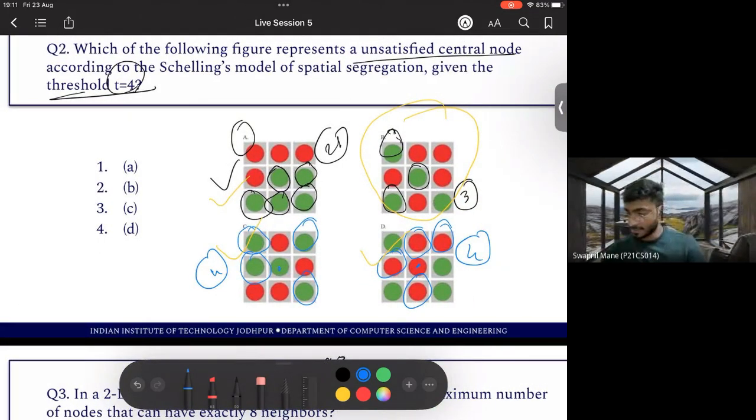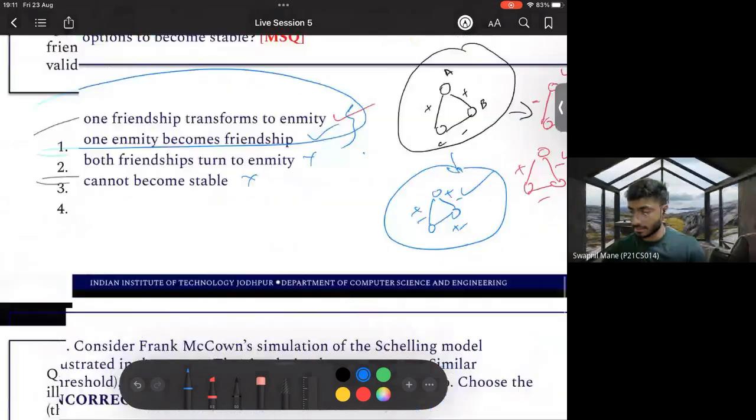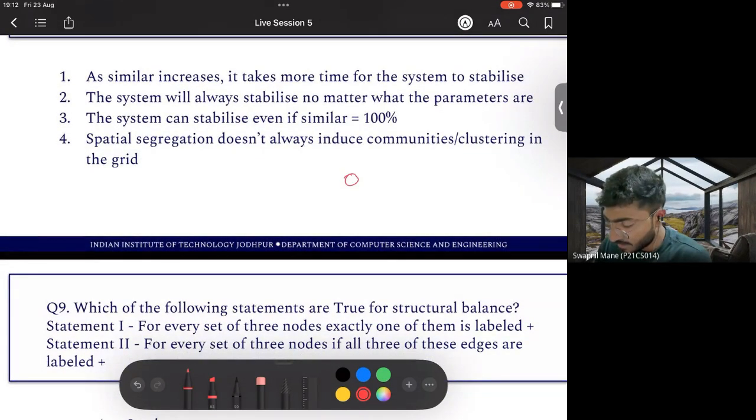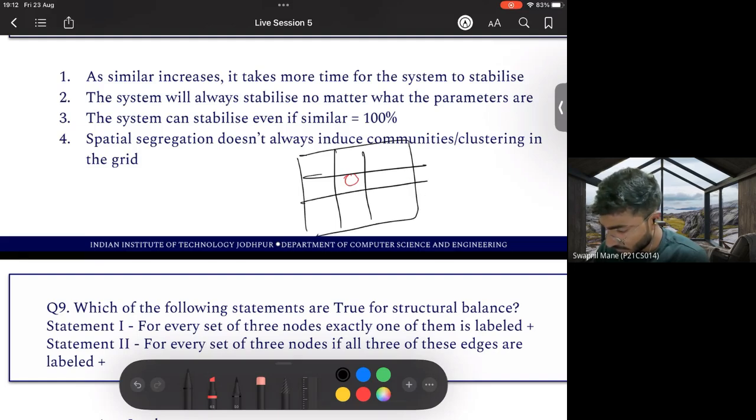Here let's take an example. There is a central node, and there are neighboring positions around it, 1 2 3 4 5 6 7.